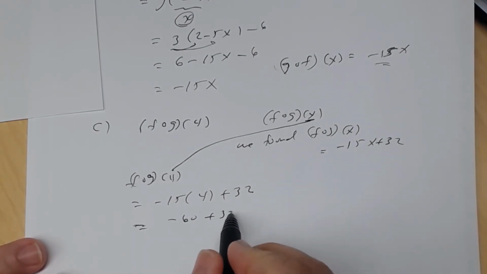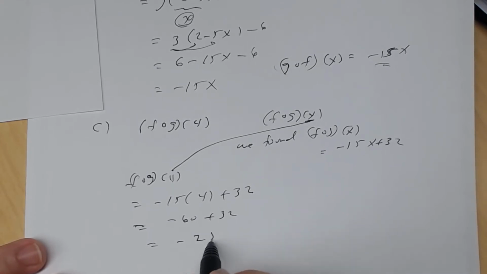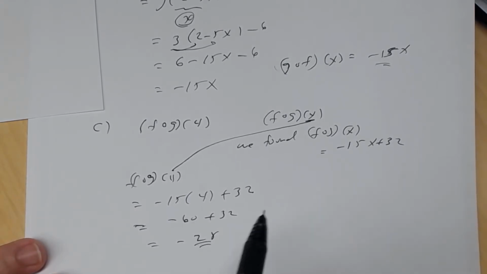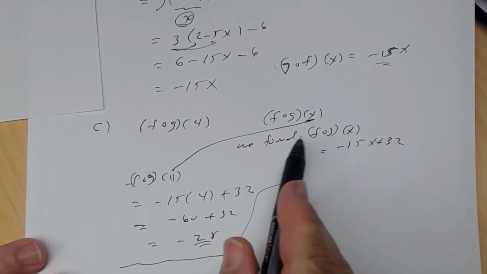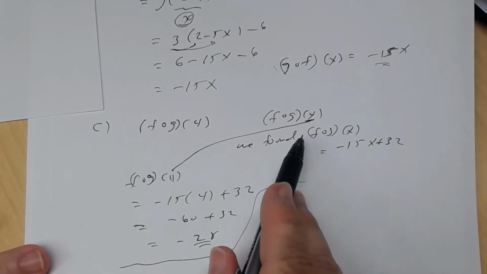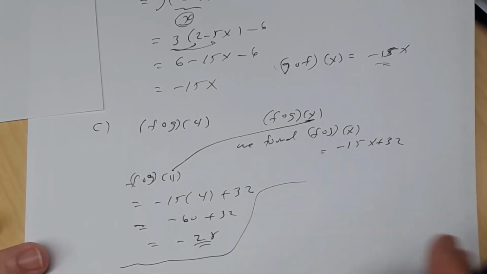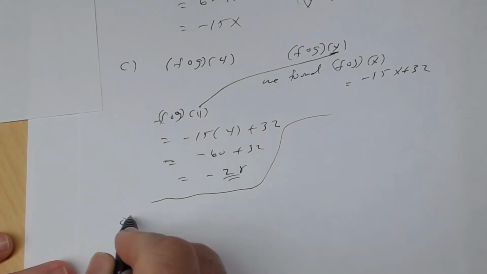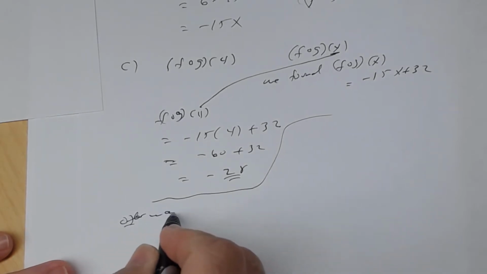Negative 60 plus 32 is equal to negative 28. So f composed with g at 4 equals negative 28. But what if you did not remember this? What if you forgot all about this? Well, here's the other way. No big deal.